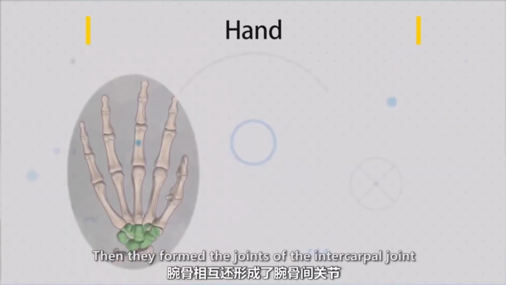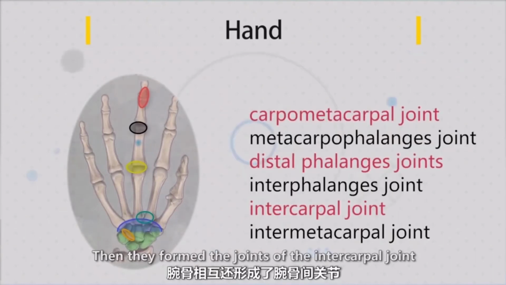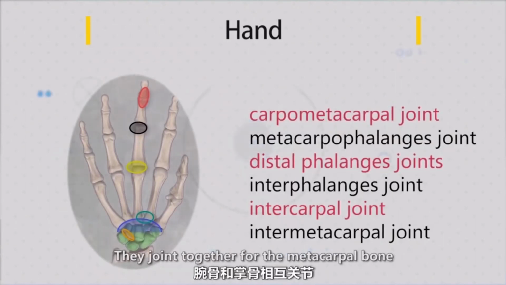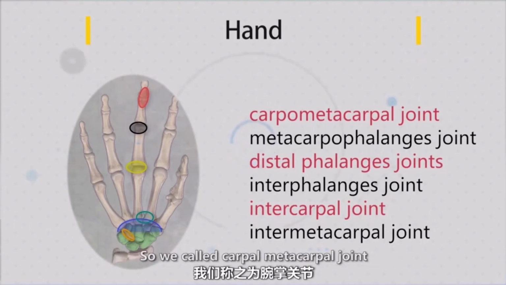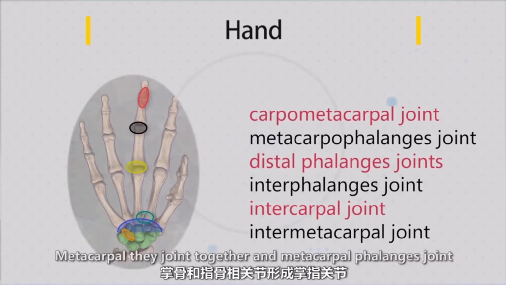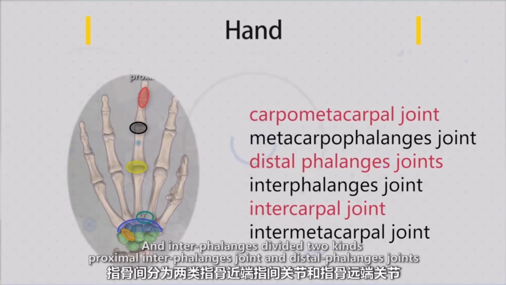They form the intercarpal joints. Then they join together with the metacarpal bones, which we call the carpometacarpal joints. The metacarpals get together and form the intermetacarpal joints, and then the metacarpophalangeal joints, and the interphalangeal joints. The interphalangeal joints divide into 2 kinds: the proximal interphalangeal joints and the distal interphalangeal joints.